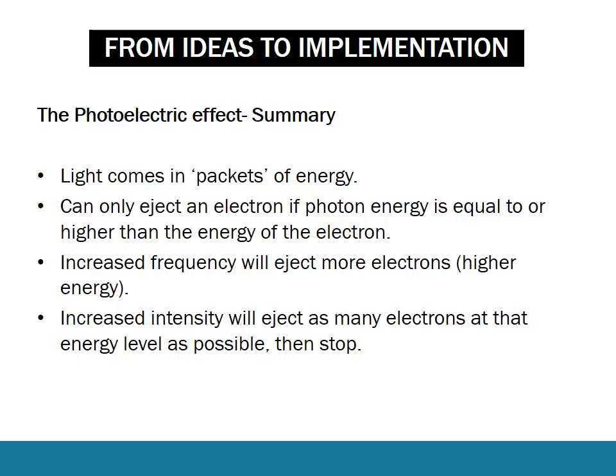Just to summarize, the photoelectric effect, and Einstein in particular, suggest that light comes in packets that can only eject electrons if photons are equal to or higher than the energy of the electron. Increasing the frequency will eject more electrons, and increasing intensity will eject more electrons, but only electrons at that same energy. So you'll increase the photovoltage, but eventually those electrons will effectively run out, and you'll need to input a higher frequency light in order to continue the current.